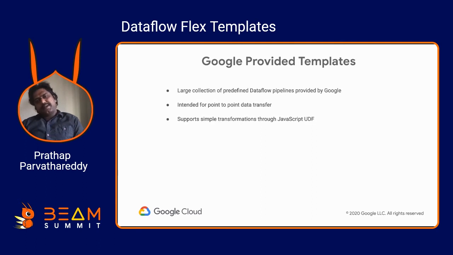As I said, these are primarily used for point-to-point data transfers, but we do support some simple transformations through a JavaScript UDF. Users can build a JavaScript UDF and supply the location of the JavaScript file to the template, and this UDF gets executed for each record in the pipeline. These transformations are record-level transformations like either filtering or mapping. So some simple transformations are possible.